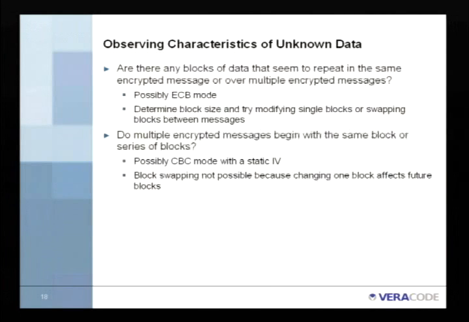Do multiple encrypted messages begin with the same block or series of blocks? A lot of times when you're using a secure mode such as CBC, you'll have a top-heavy looking token where the first couple of blocks are the same across multiple tokens, but then after that it diverges and everything else changes.